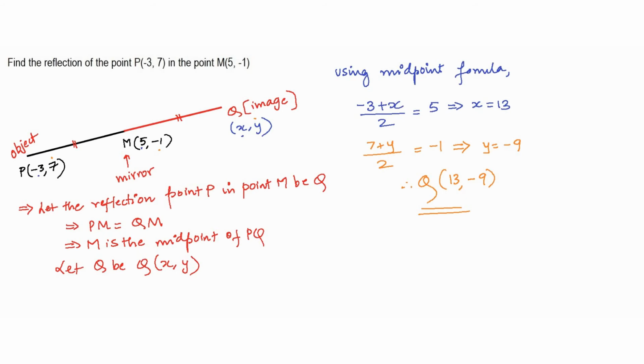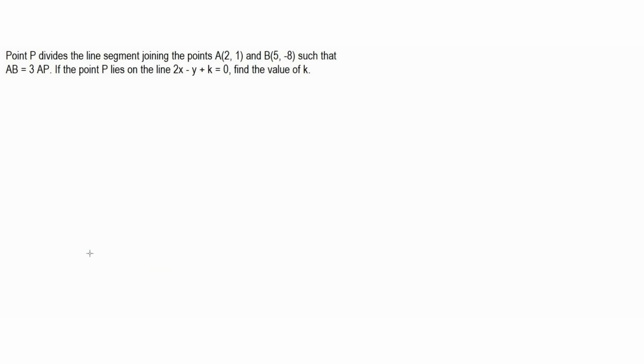Moving on to the next question. Let's solve the following question. Point P divides the line segment joining A of 2, 1 and B of 5, minus 8 such that AB is equal to 3 times AP.